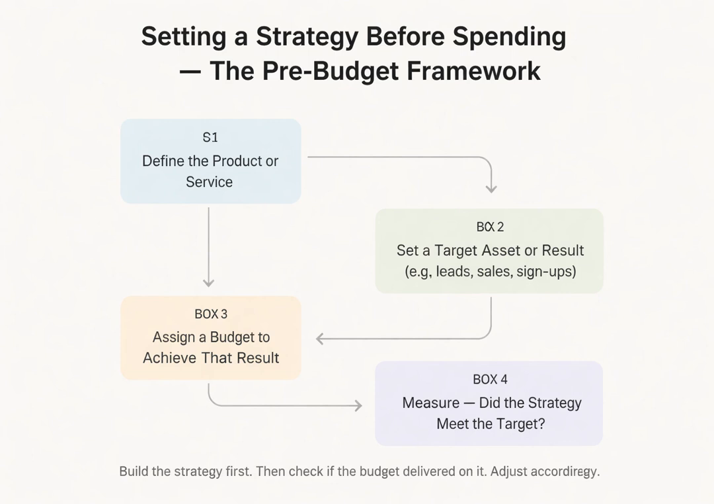And fourth, and this is the critical step, after the campaign runs, you go back and measure. Did your strategy actually meet the target you set? If yes, you now have a repeatable formula. If no, you adjust. This cycle of plan, spend, measure, and adjust is what professional budget management looks like in practice.